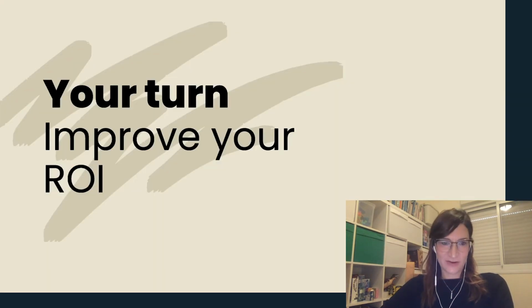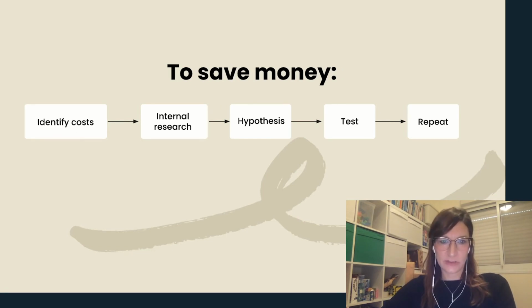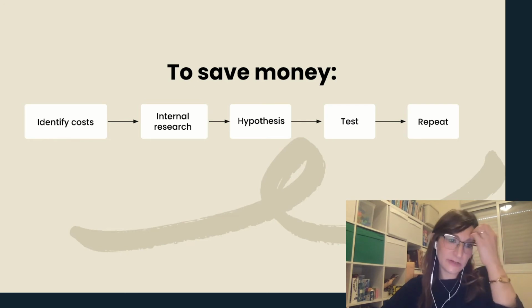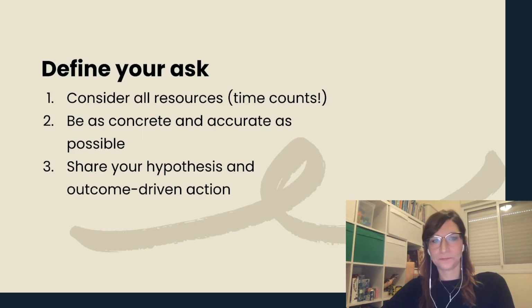So it's your turn now to improve your ROI. To make money, I'll remind you to first define your business goals, do your user research, based upon which you're going to create a hypothesis, you're going to test it, and repeat. To save money, identify the costs first, do the internal research to figure out what is costing the most, and then hypothesize how you can fix it with microcopy, test, and repeat.